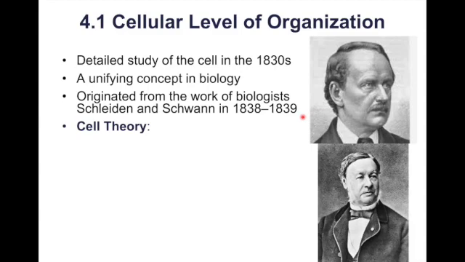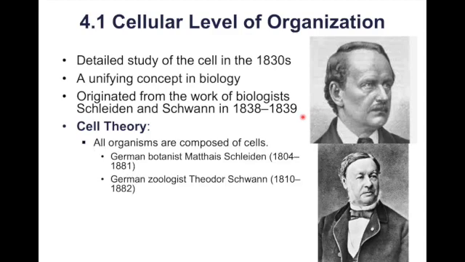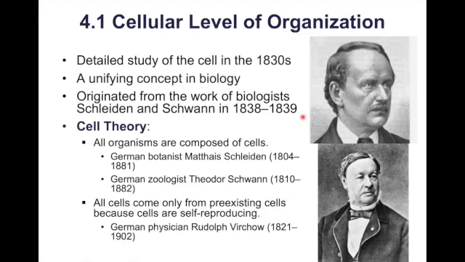And the two of them together, through work that they started and we built upon, formulated the cell theory, which has three different parts. One, that all organisms are composed of cells, which we take for granted nowadays, right? Two, all cells come from pre-existing cells because they're self-replicating. Again, we take that for granted, but for a while there were some kind of crazy beliefs about how cells sprang out of the air and magic and mystical forces and things like that.